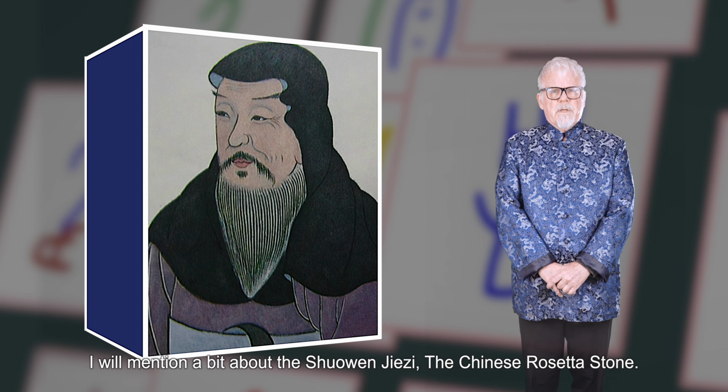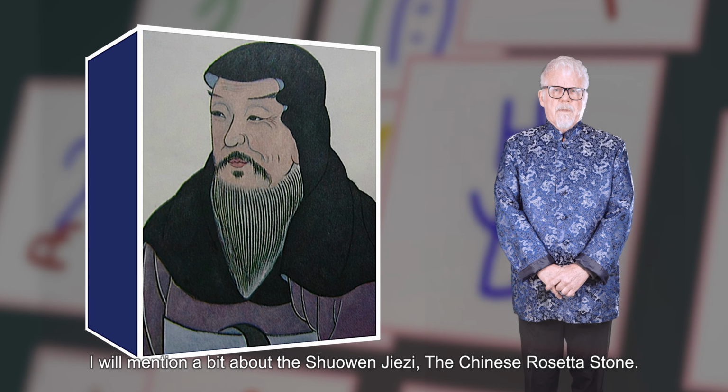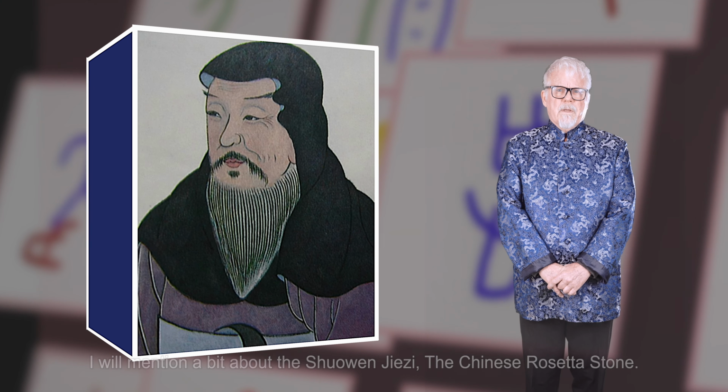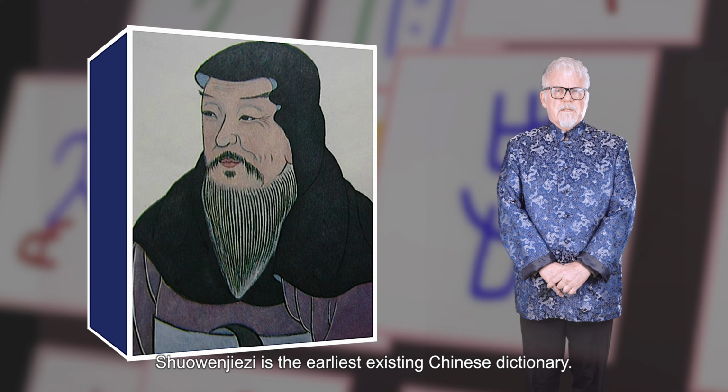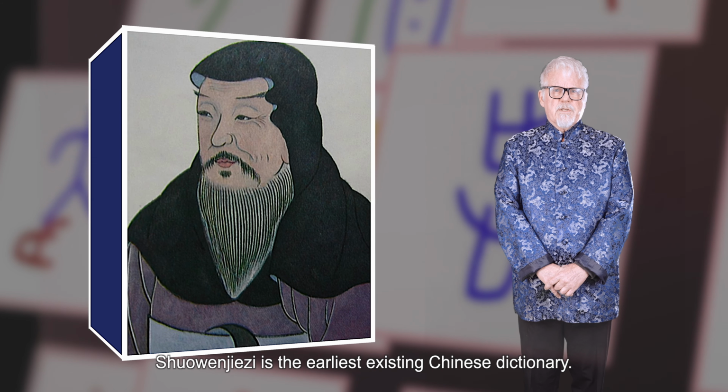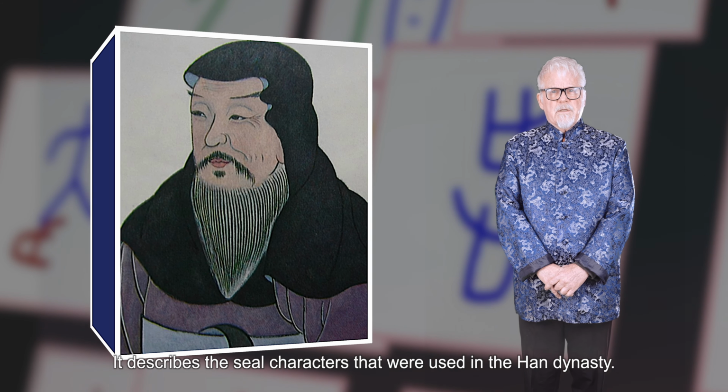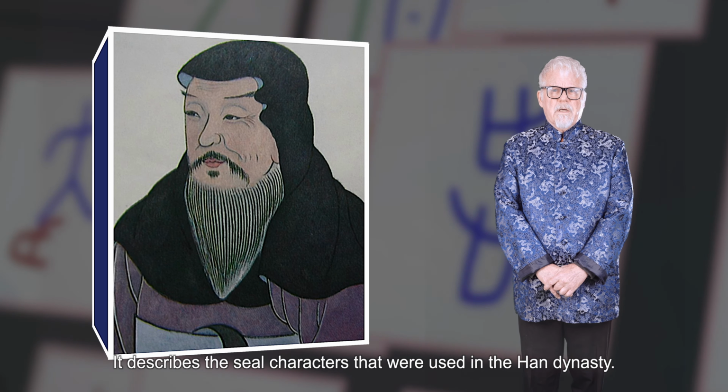I will mention a bit about the 说文解字, the Chinese Rosetta Stone. 说文解字 is the earliest existing Chinese dictionary. It describes the seal characters that were used in the Han Dynasty.